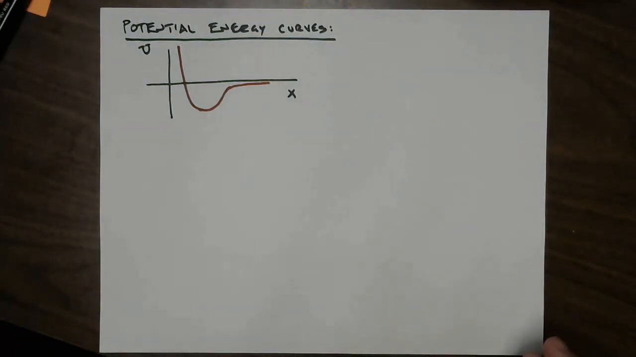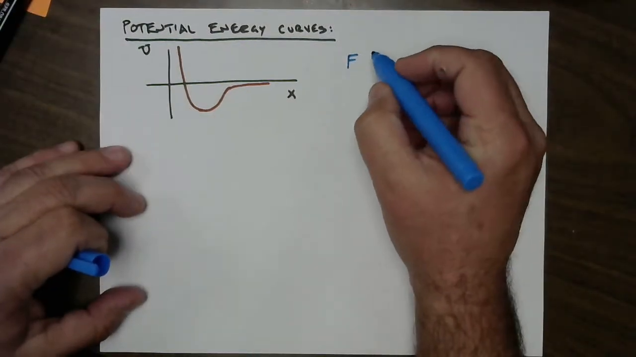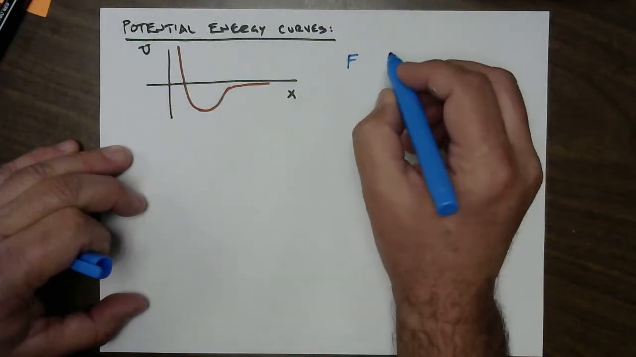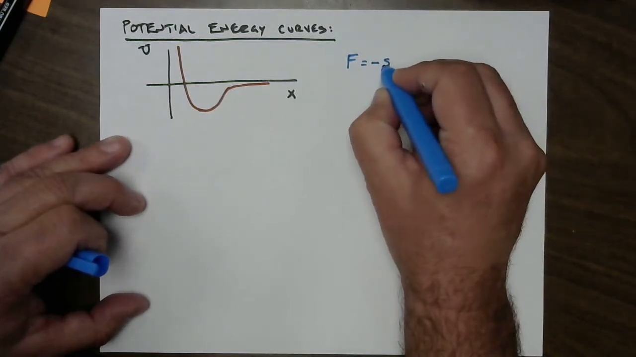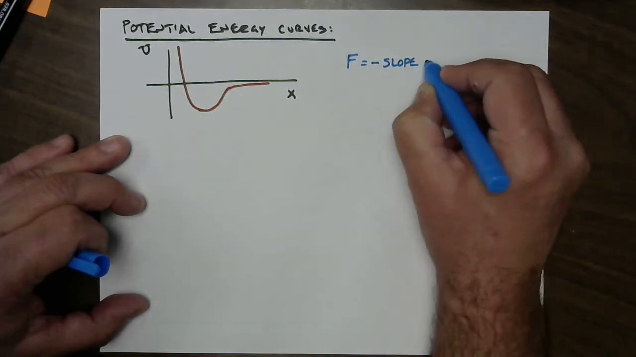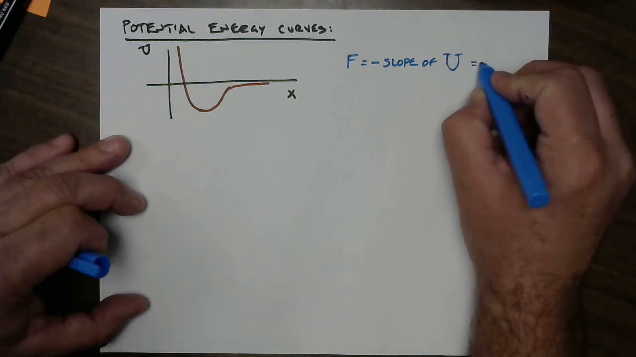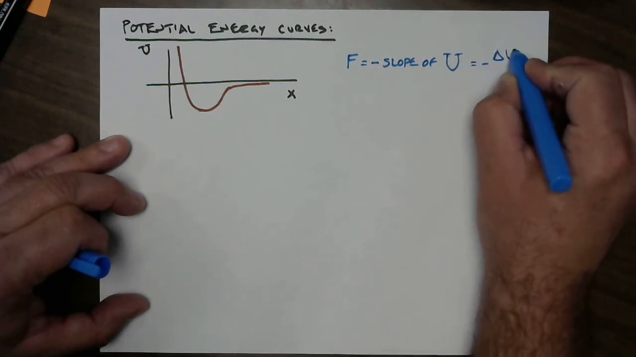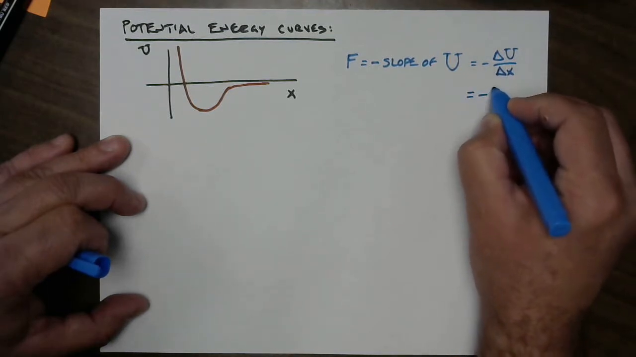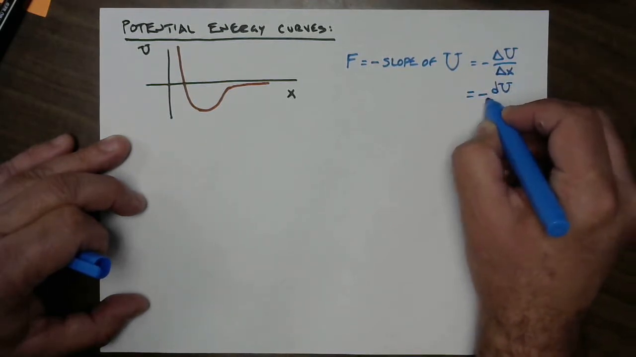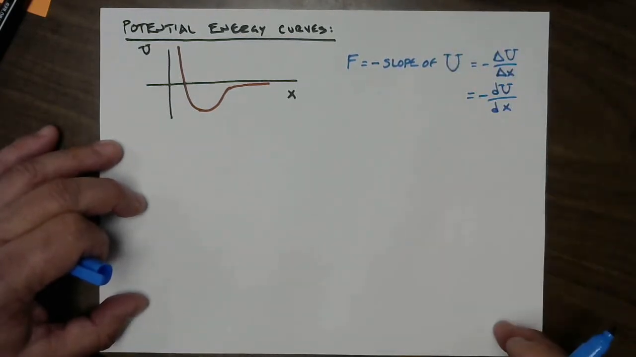So a couple of things that we need to know about potential energy curves. The first thing is that the force on the electron, or whatever is experiencing the force in this picture, is going to be equal to negative the slope of the potential energy curve, or minus the change in potential energy divided by distance, or if you're a calculus-enabled person, minus the derivative of the potential energy with respect to the position. All of these things mean slope.